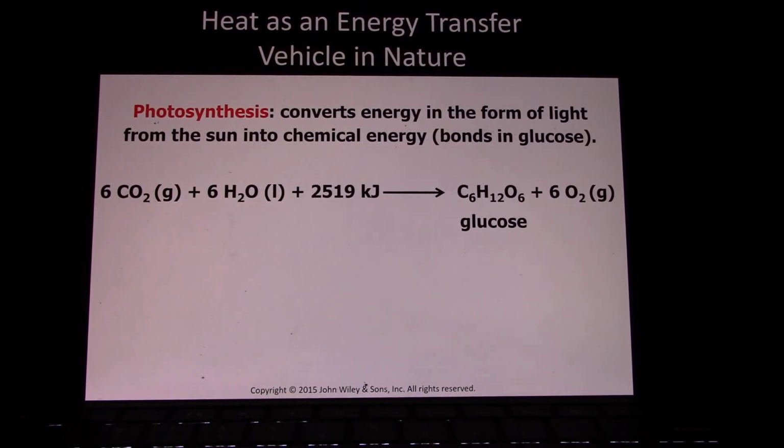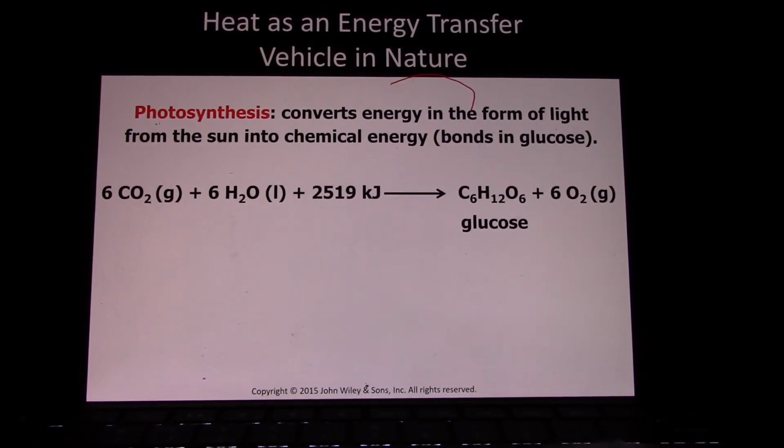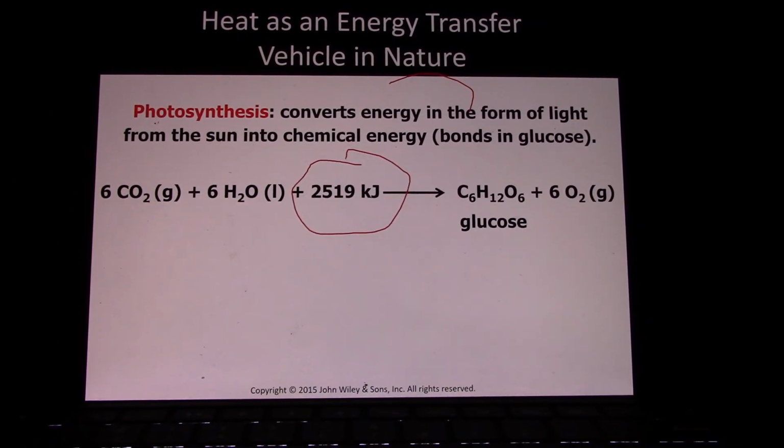Photosynthesis, great example of an endothermic reaction. Energy is a reactant. It's on the left side of the arrow. You need the sun shining to do photosynthesis. With no sun, you get no photosynthesis because you lose the energy. And that's a key ingredient in the reaction. You need that as a reactant. And in photosynthesis, 6 carbon dioxides and 6 waters combine to form a glucose and 6 oxygen molecules.